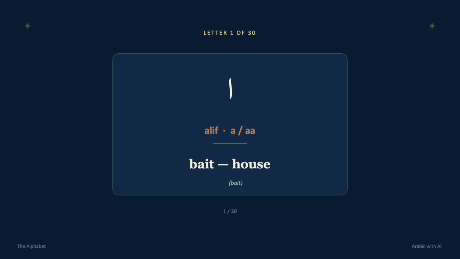So the first letter, alif, and it's pronounced as e, as in bait, house. So repeat after me, e, alif, bait.